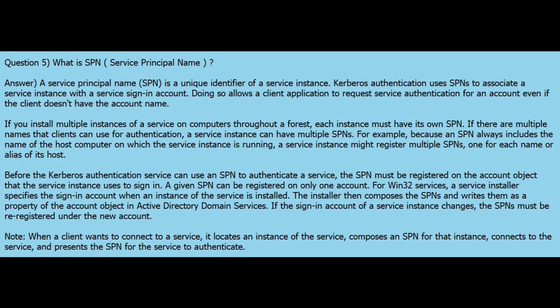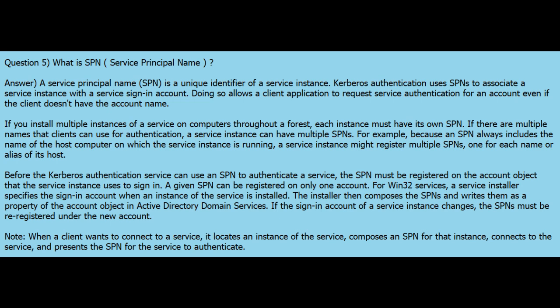For example, because an SPN always includes the name of the host computer on which the service instance is running, a service instance might register multiple SPNs, one for each name or alias of its host. Before the Kerberos authentication service can use an SPN to authenticate a service, the SPN must be registered on the account object that the service instance uses to sign in. A given SPN can be registered on only one account.